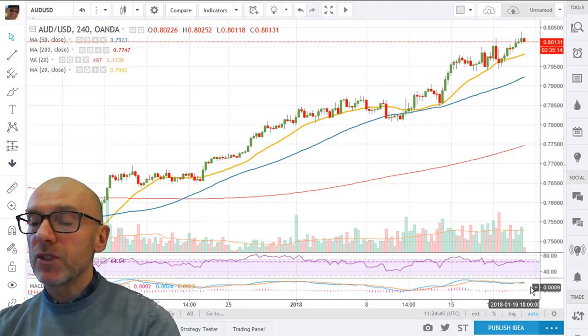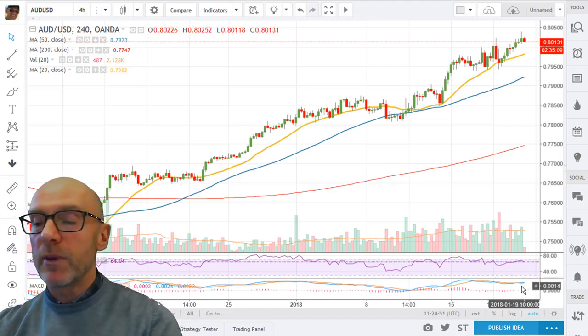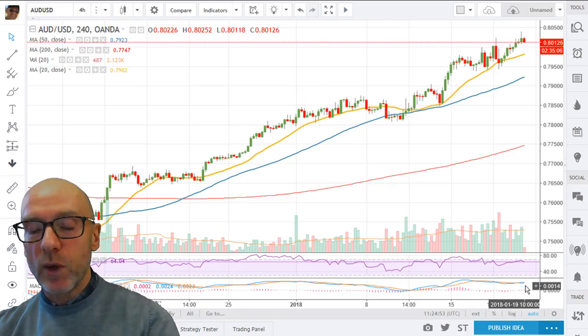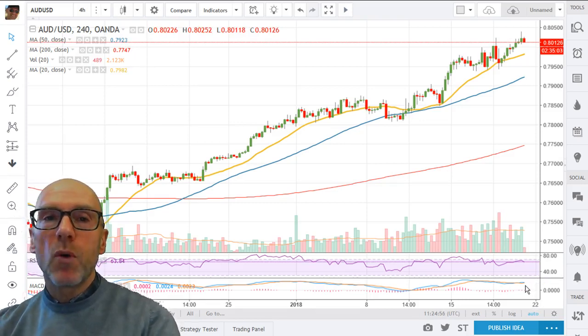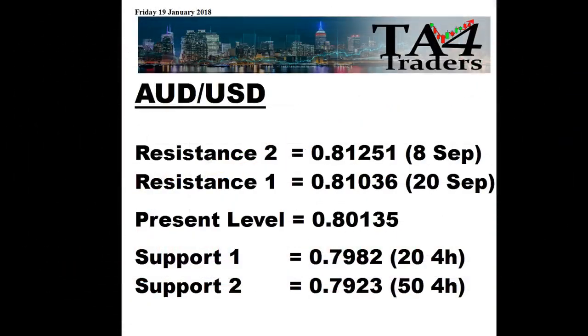Likewise, the upside momentum is slightly being lost on the MACD, but they're well above zero, so still indicating upside momentum, but they're just tracking sideways. Right, on the support and resistances, first resistance is that 20th of September high, 0.81036. Then the 8th of September, 0.81251. With the supports all from the 4 hour chart, the 20 average is at 79.82 and the 50 average is at 79.23.